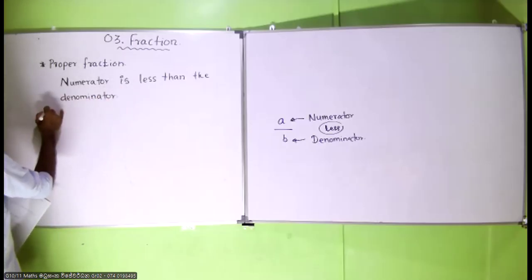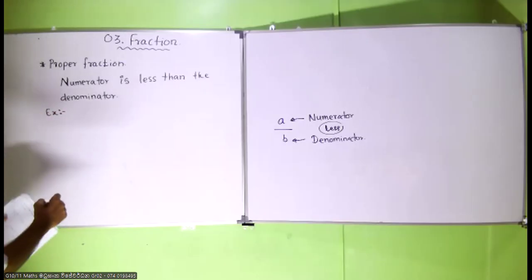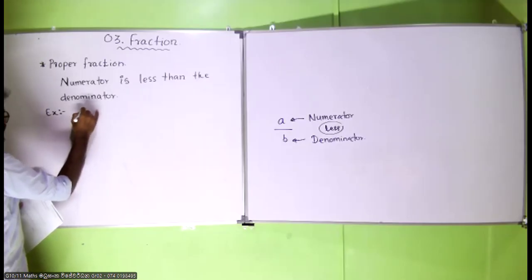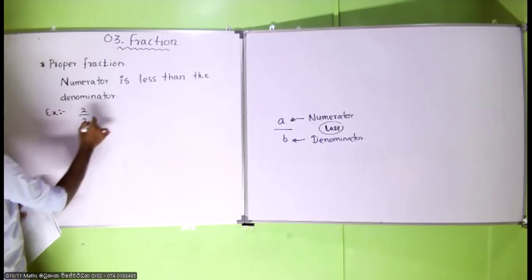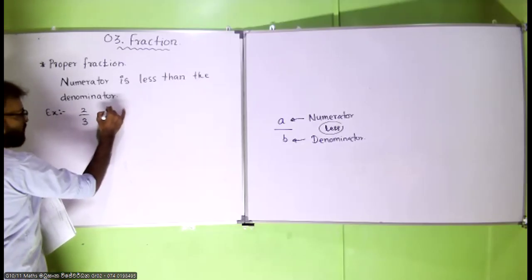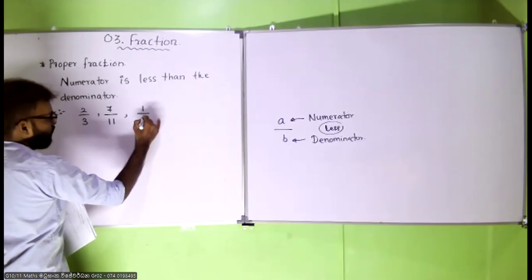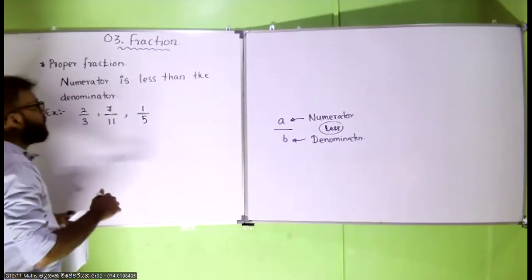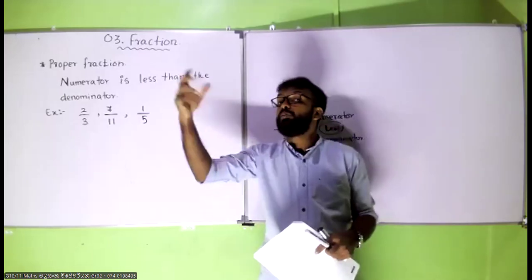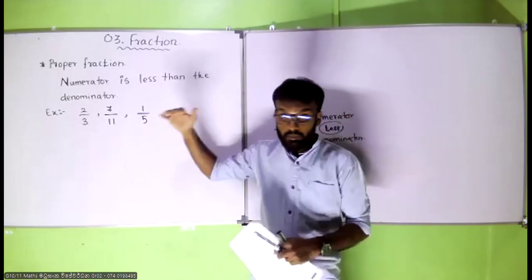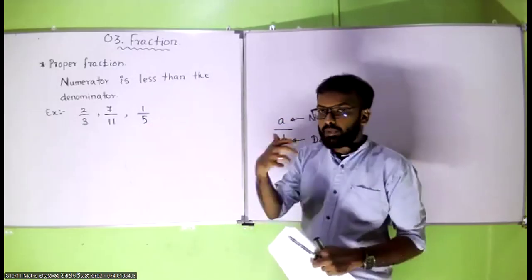So for some examples, we can say 2 upon 3. Numerator is always less than the denominator. 7 upon 11. 1 upon 5. These things are called proper fractions. Always the numerator is less than the denominator. These are very basic things. If you have forgotten these things, please refresh your knowledge.